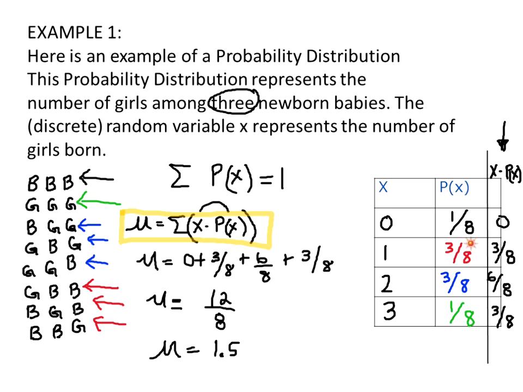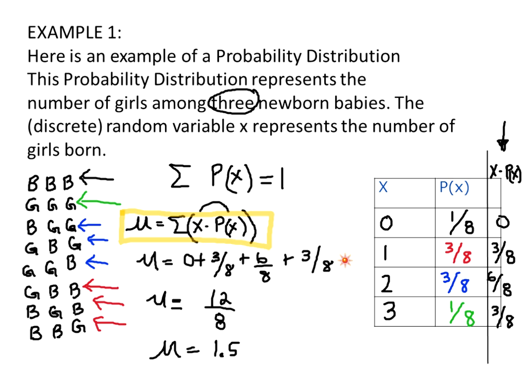That was 0. And then 1 times 3/8 was 3/8. And then 2 times 3/8 is 6/8. And then 3 times 1/8 is 3/8. And I took all these and added them together, and that's what's over here. Okay, and so I'm applying the formula. So that's a 1.5. So that's the mean for this.